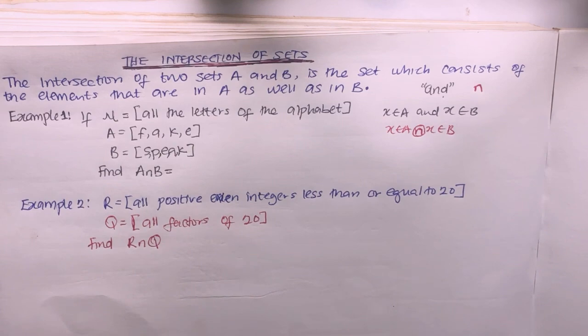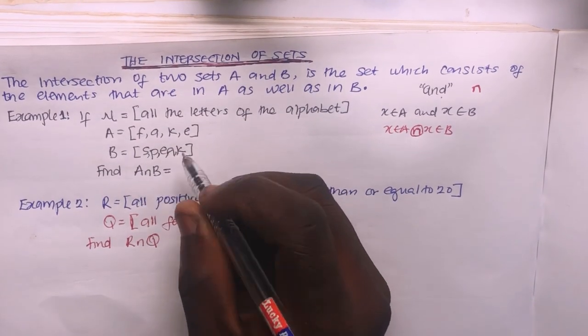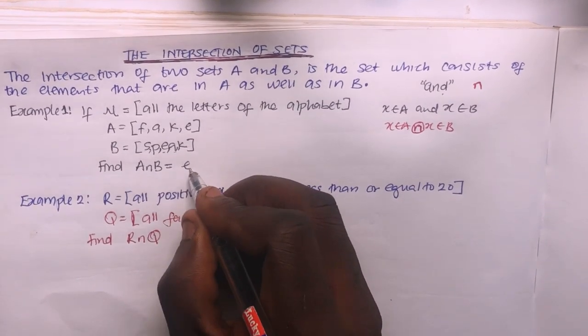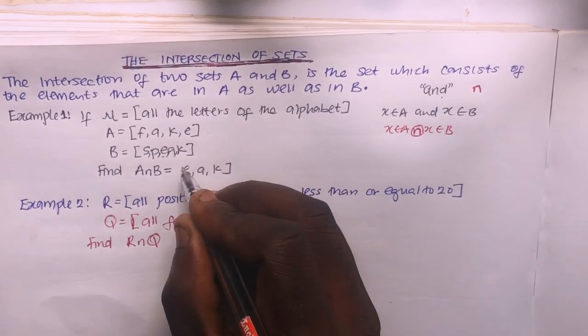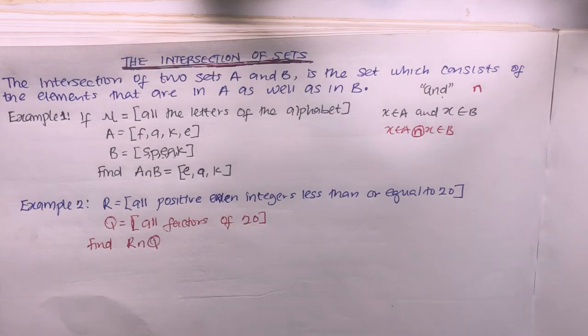If the universal set is all letters of the alphabet, A equals {F, A, K, E}, and B equals {S, P, E, A, K}, then we should find A intersection B. A intersection B means elements that are in A and also in B. Looking at this, F is not in our intersection. You don't have S either. We have E and A, and K. That means our intersection will be {E, A, K}, because they are the elements that we can find in both A and B. That's intersection.